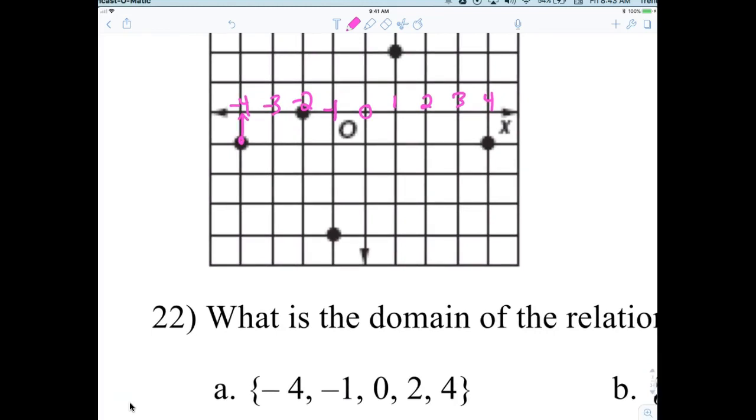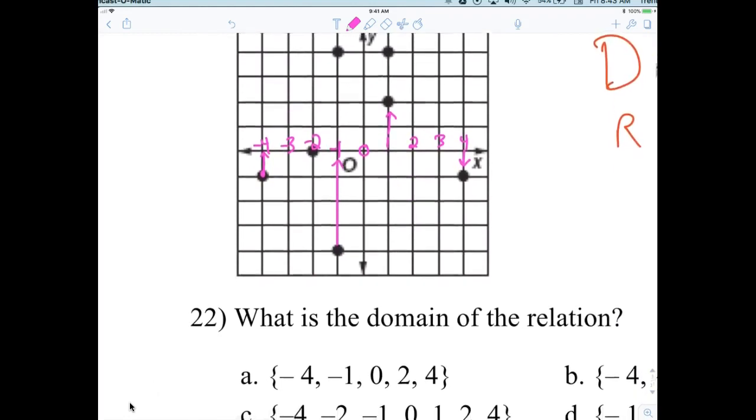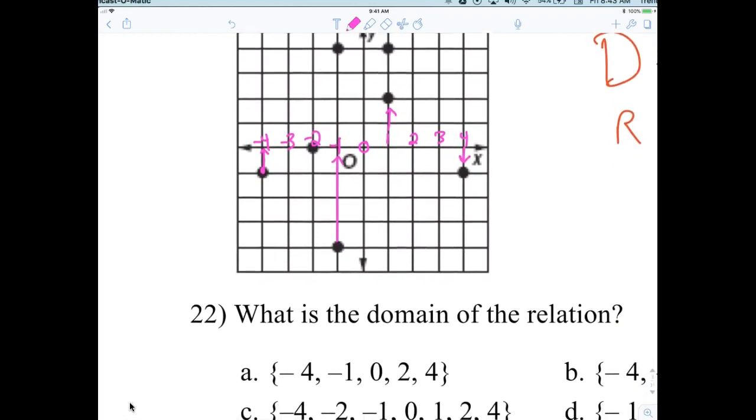Oh, I thought you were just X, right? This right here points here. That's okay. All right? This points here, right? And this points here. Those are the x coordinates that are being used. That's a little tricky, okay, if you're not careful. And if I asked for the range, we would just point to the y-axis.